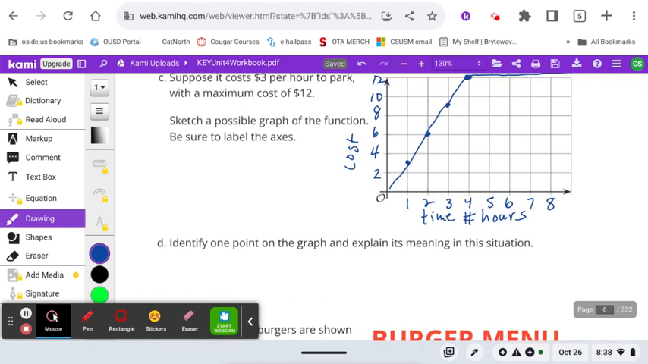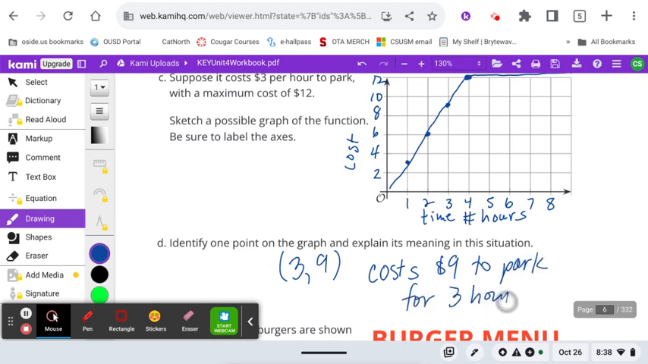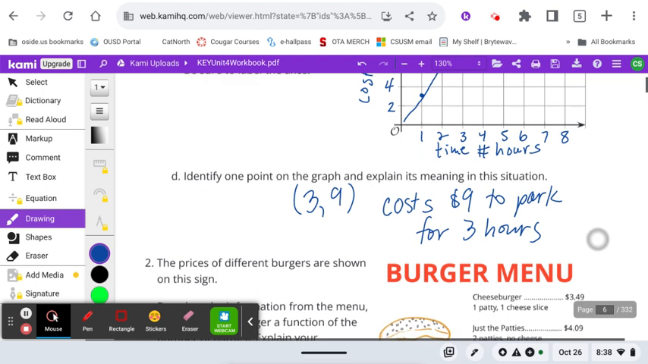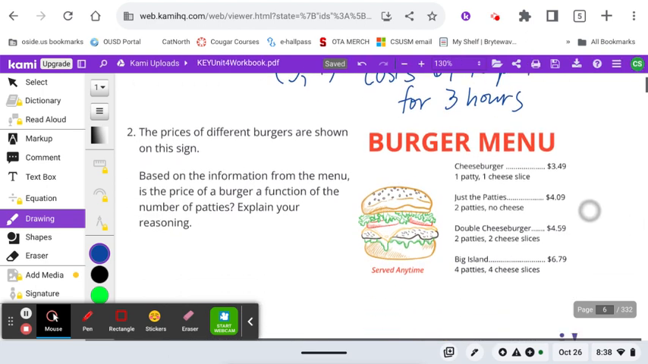Identify one point on the graph and explain its meaning. So literally you can pick any point like the one I'm choosing. For example, (3, 9) means that it costs $9 to park for 3 hours. Okay, but pick any other point and you get the point.